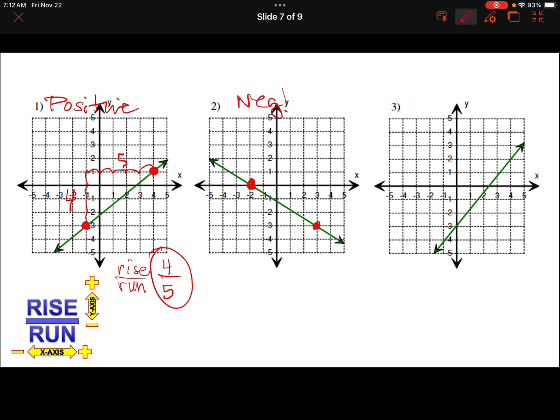So from here, I'm going to go down 1, down 2, down 3. Oh, down 3, not this part. Down 1, down 2, down 3. And I'm going to go right 1, 2, 3, 4, 5. -3, because I went down, 5ths.